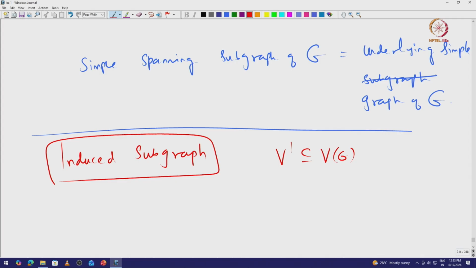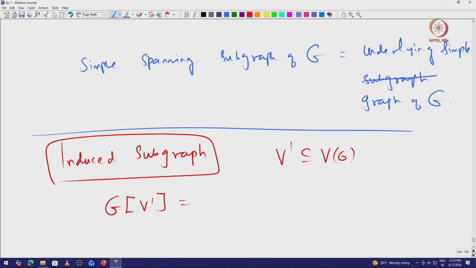So, now what are we going to do? We are going to look at the subgraph of G whose vertex set is V dash and whose edge set is the set of those edges of G that have both ends in V dash. Okay. So, basically, what is my G bracket V dash.